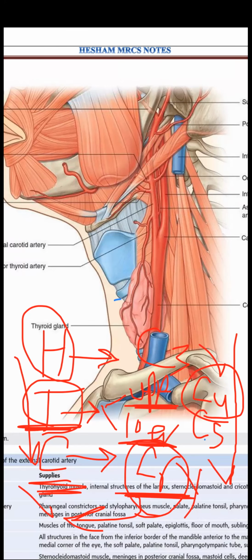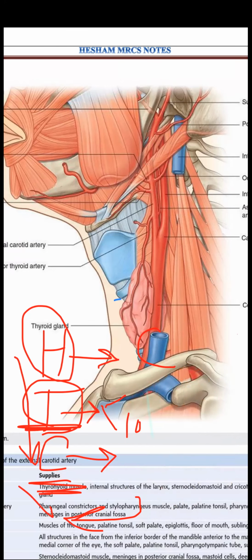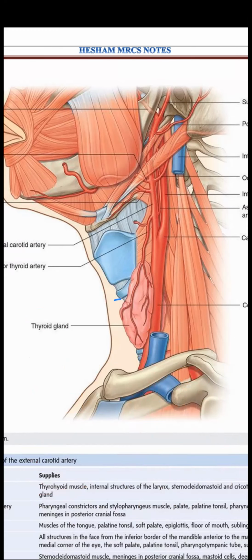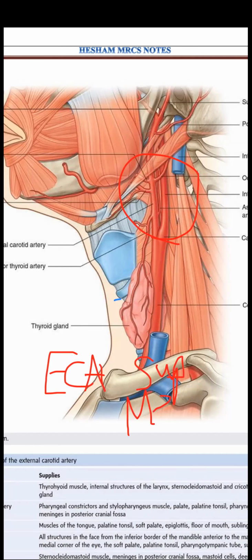Now, you have known the relations of the common carotid, vagus, and jugular vein in the carotid sheath. But what is the relation of the internal carotid and the external carotid within the carotid sheath? Keep this. The external carotid artery is superficial and medial to the internal carotid artery. So here is the end of the common carotid. It is opposite the upper border of the thyroid cartilage, C4.